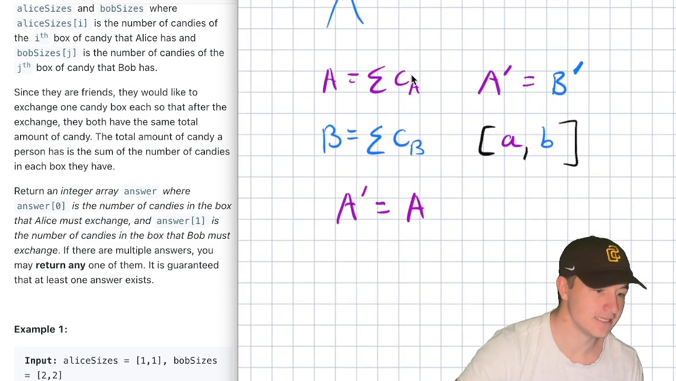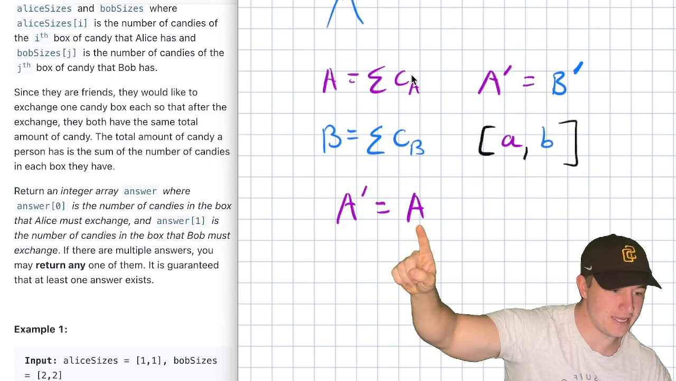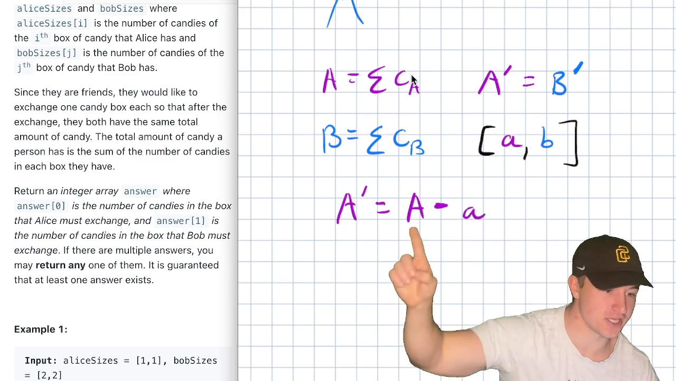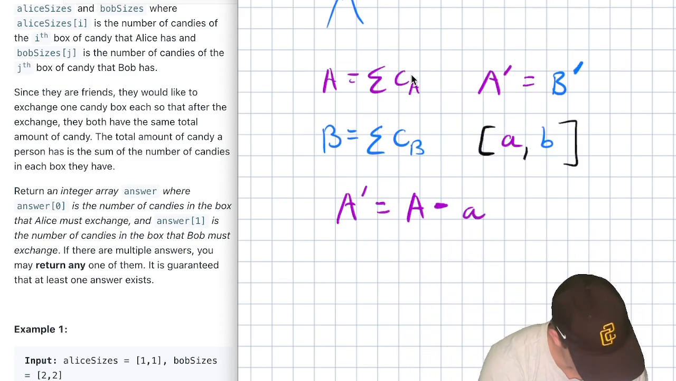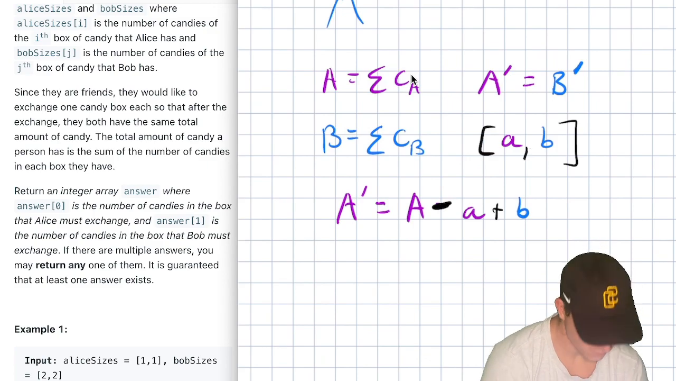So Alice's amount of candy in the end is, well, she has A candy initially. She's going to lose little a candy, right? That's what she's going to end up giving Bob. And then she's going to gain little b candy, right?